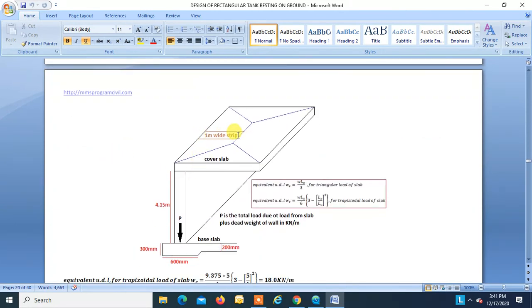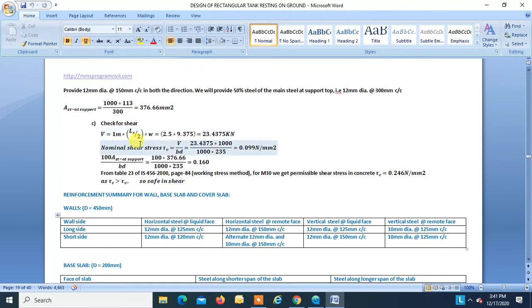So for the check for shear, first we have to find V. Simple, take a 1 meter strip, this is Lx, that is 5 meter. So the area of this is 1 meter into 5 by 2 into W, the load in kilonewton per meter square, that will give you the shear force which this section has to carry. So that shear force is found to be 23.4375. So nominal shear stress is V divided by bd.